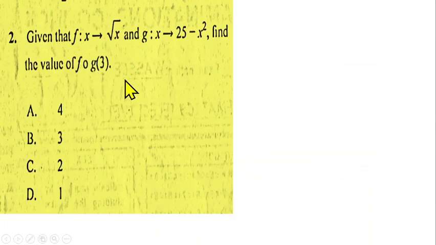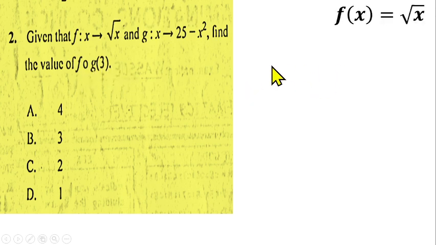Question number 2 is from function. We are given that f of x is equal to Surd x and g of x is equal to 25 minus x squared. Find the value of f of g of 3.